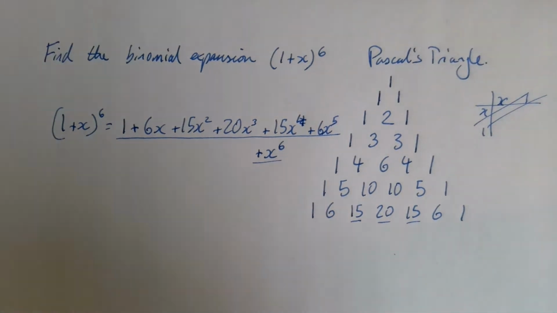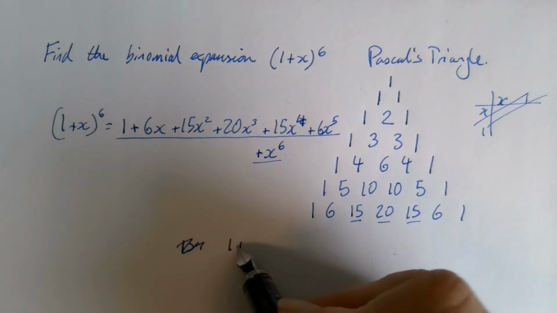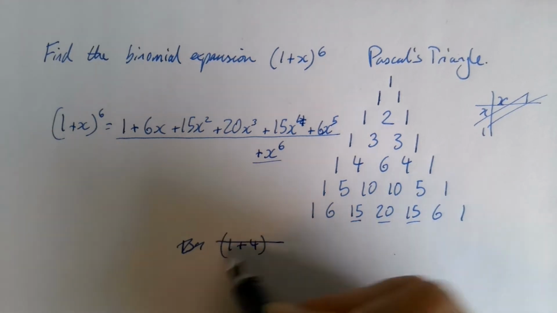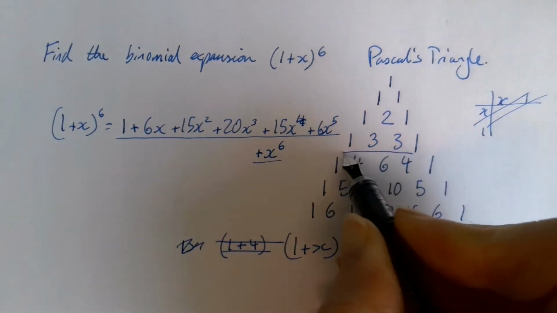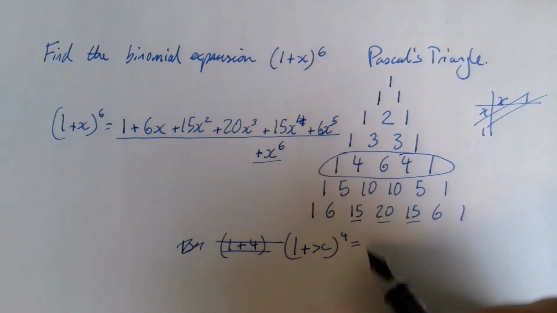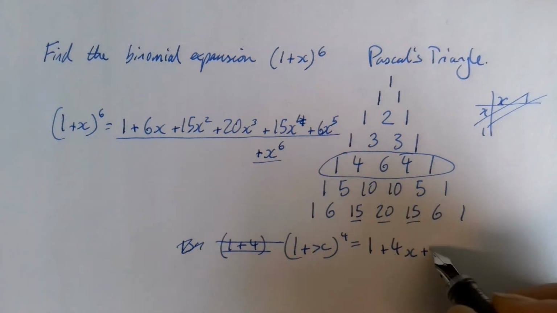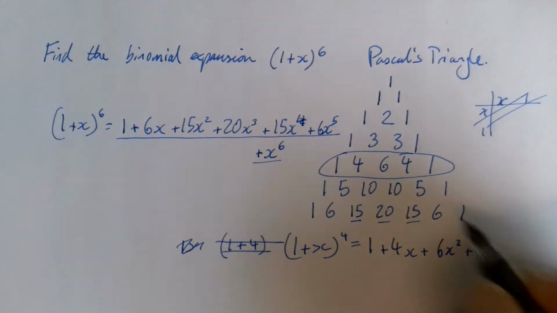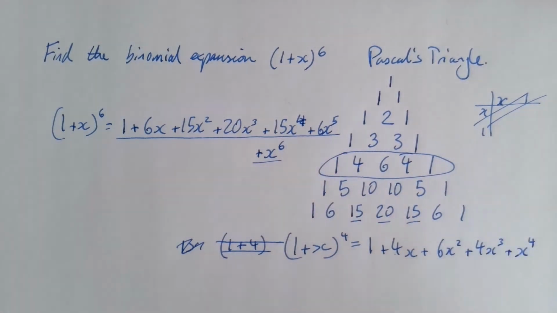Now you can use this for anything. You can say, if I wanted to know (1 + x)^4, for example, I would just use this row where you see the 4 coming in there. So you've got your 1 to the power 4 + 4x + 6x^2 + 4x^3 + just the 1x^4. So for your simple binomial expansions, Pascal's triangle does the whole thing nice and easily.